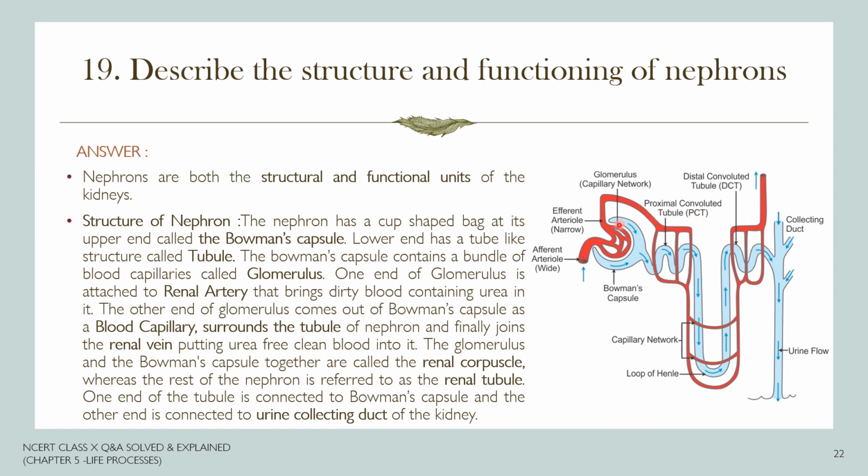So the glomerulus along with the Bowman's capsule is together known as renal corpuscle, whereas the rest of the nephron is known as the renal tubule. So one end of the tubule is connected with the Bowman's capsule, and the other end of the tubule is connected with the collecting duct for the flow of urine.